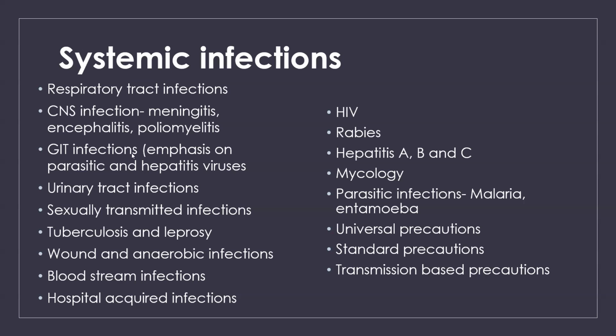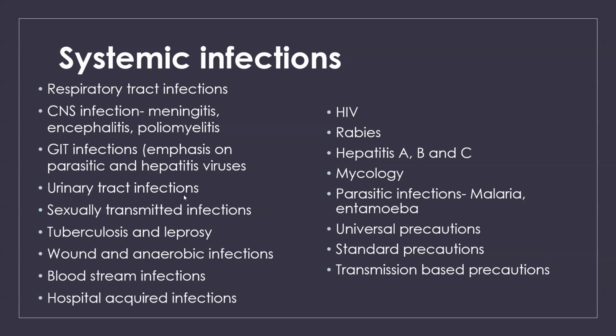Next, GIT infections. In the GIT infections, emphasize on parasitic and hepatitis viruses. Especially hepatitis viruses are important, like hepatitis A, B, C, and you should read D and E also. Out of these, hepatitis A and hepatitis E cause GIT infection. So B, C, D come under parenteral transmission as well as sexual transmission.